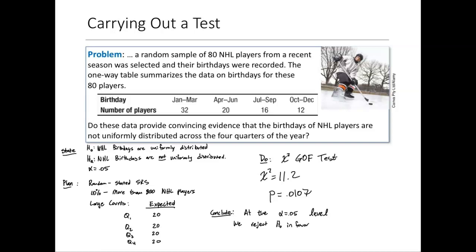Good. Reject H0 in favor of HA. We have significant evidence that NHL birthdays are not uniformly distributed.